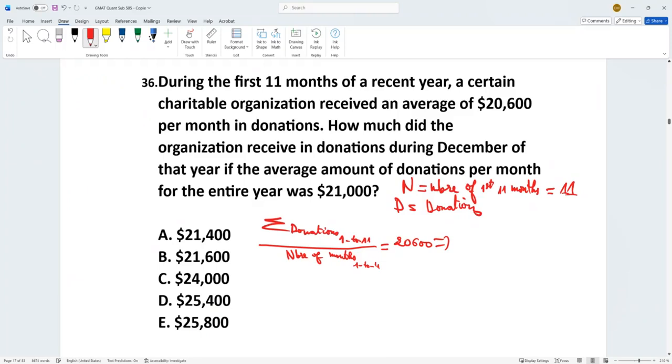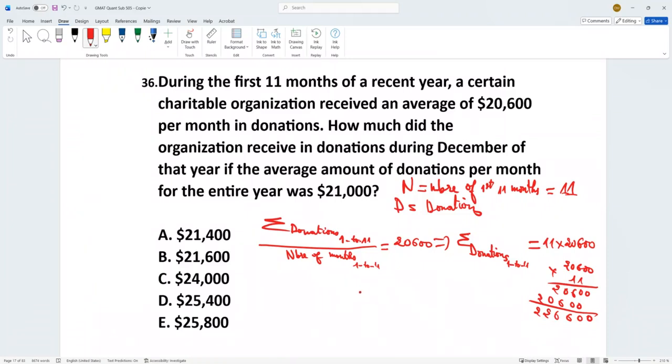If we want to find the sum of all the donations that the organization received in the first 11 months, we can simply say that the sum of donations 1 to 11 is equal to the number of months, which is n, so 11 times 20,600. If we do the math, you'll find 226,600.